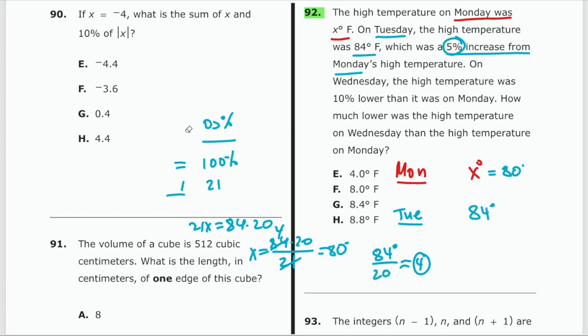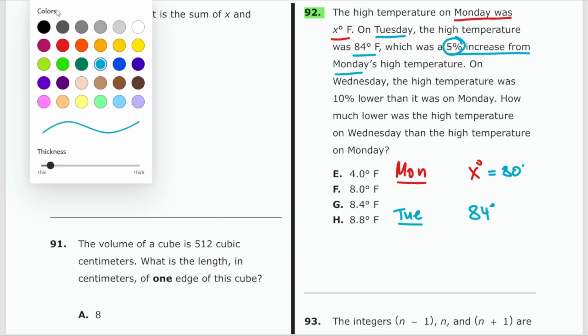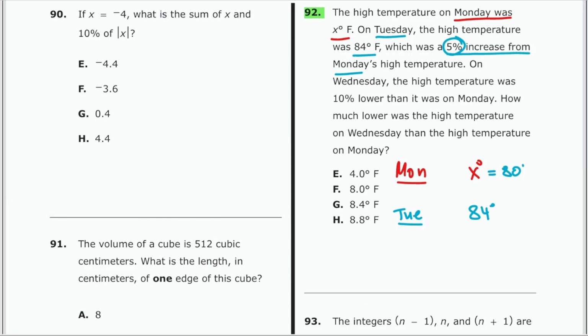Now the question will be about Wednesday. So give me a second. A lot of stuff to erase. All right. Now on Wednesday, let's change the color. On Wednesday, the high temperature was 10% lower. So let's write down Wednesday. It was 10% lower than it was on Monday. So therefore, now Monday, with our 80 degrees, is equal to 100%.